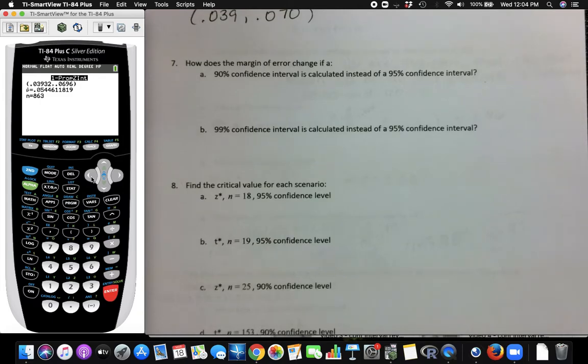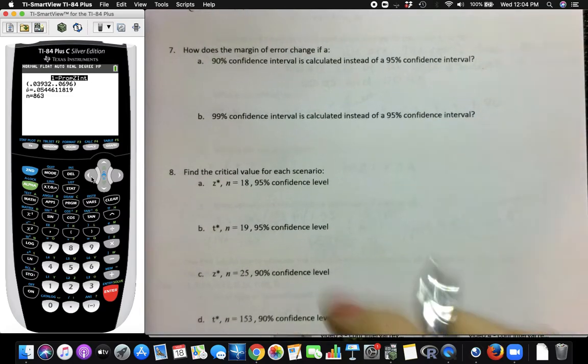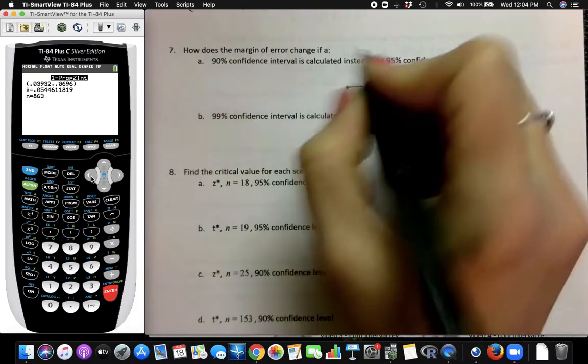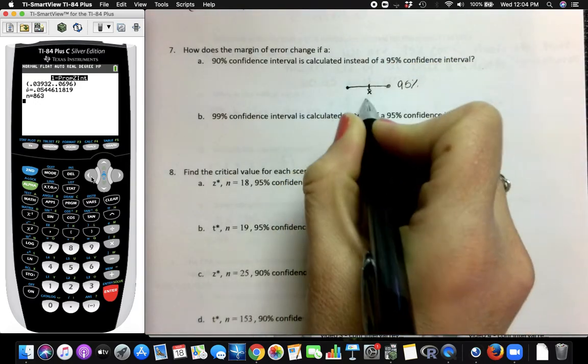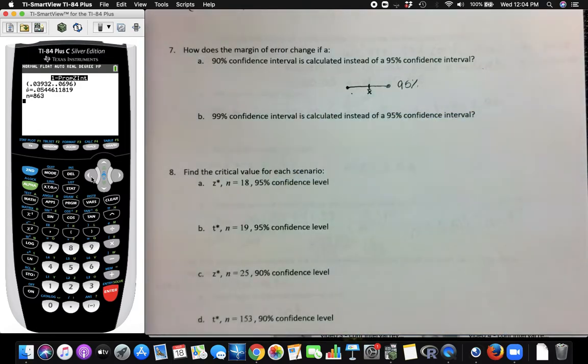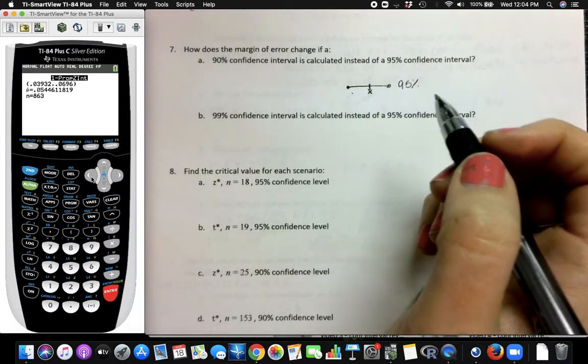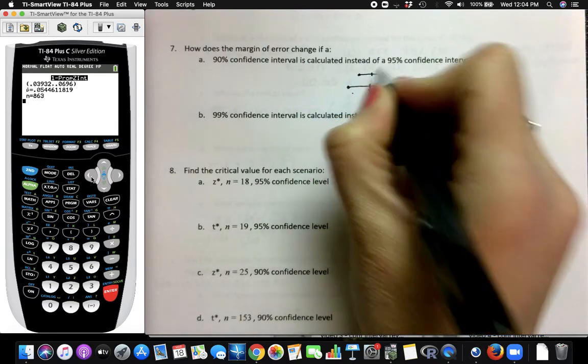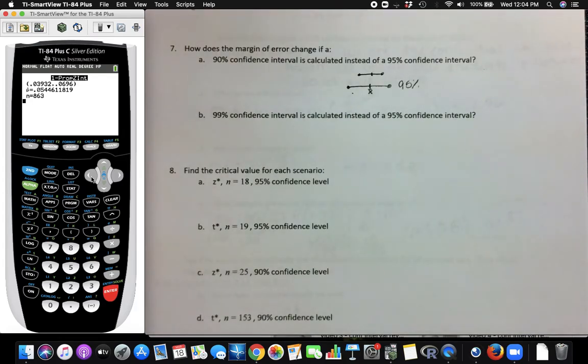All right, how does the margin of error change if a 90% confidence interval is calculated instead of a 95? We've drawn this picture a couple of times. 95 is kind of your standard. Your margin of error goes from the point estimate out to each end. Those are equal. So what happens if our confidence level decreases? Well, if we are less confident, that means it must be a smaller interval because I'm not as sure if the actual value is in there.